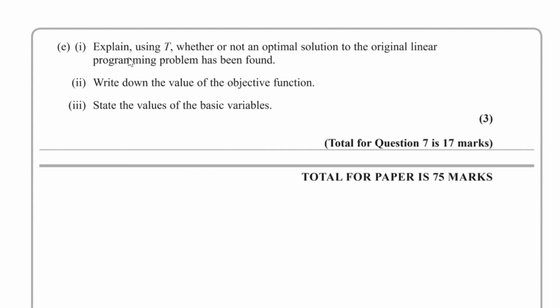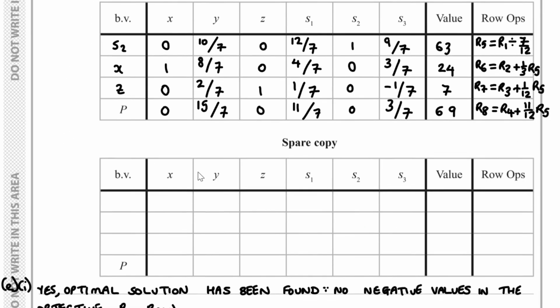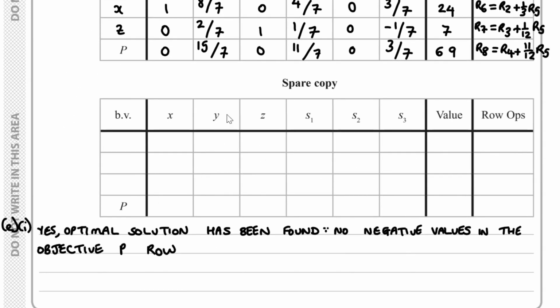For the first part of part A, we have to explain, using T, whether or not an optimal solution to the original linear programming problem has been found. Well, here, of course there's an optimal solution because there's no negative values in the objective P row.